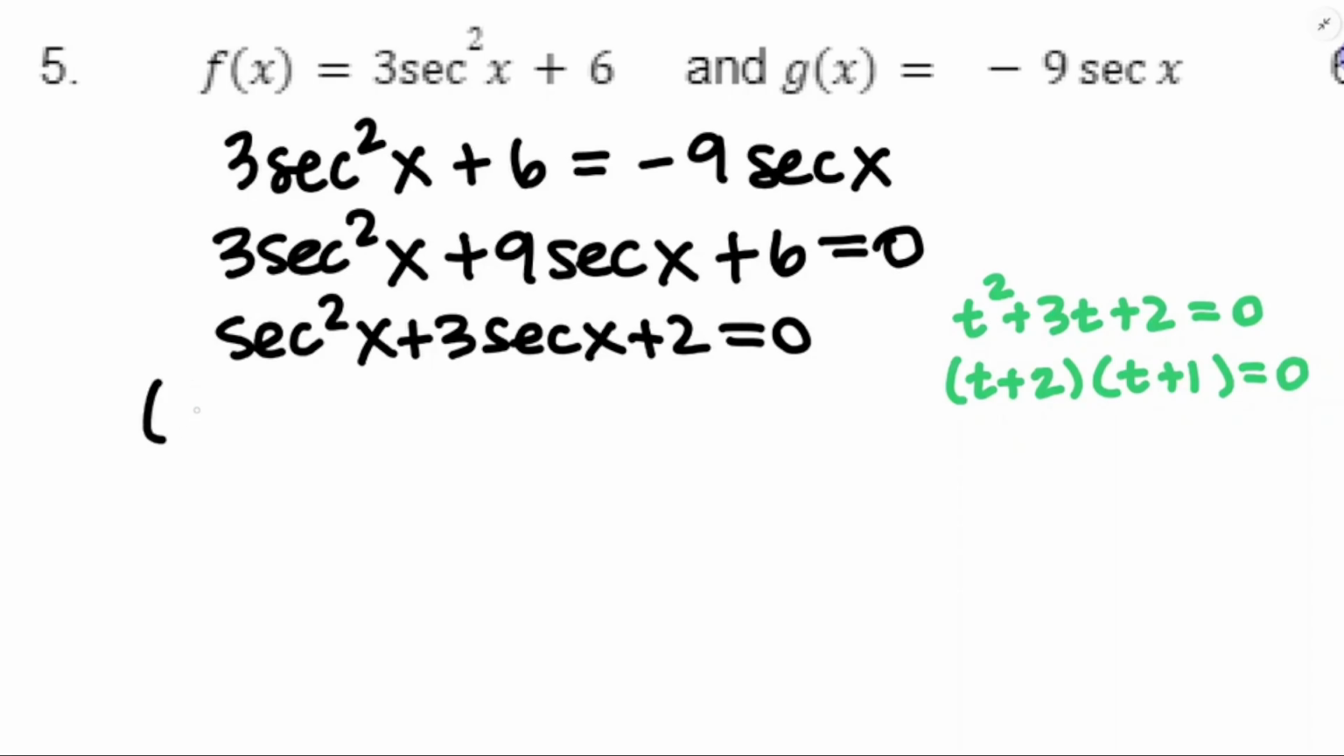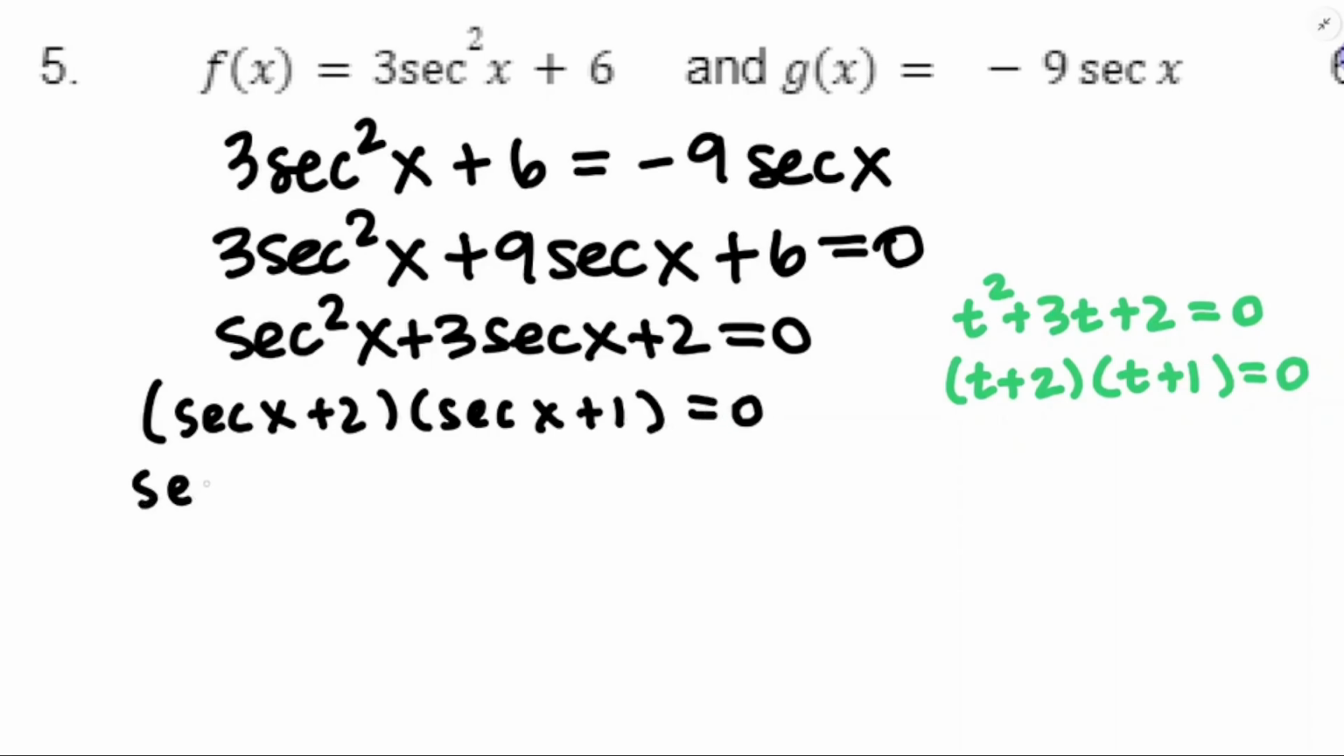All right, and so now I can go back and start working with this. This is going to be secant x plus 2 times secant x plus 1 equaling 0. So that's secant x equaling negative 2 and secant x equaling negative 1. I usually like to write out the step where I say secant x plus 2 equals 0 or secant x plus 1 equals 0, but this is AP Precalc, so I think y'all have got it on these steps.